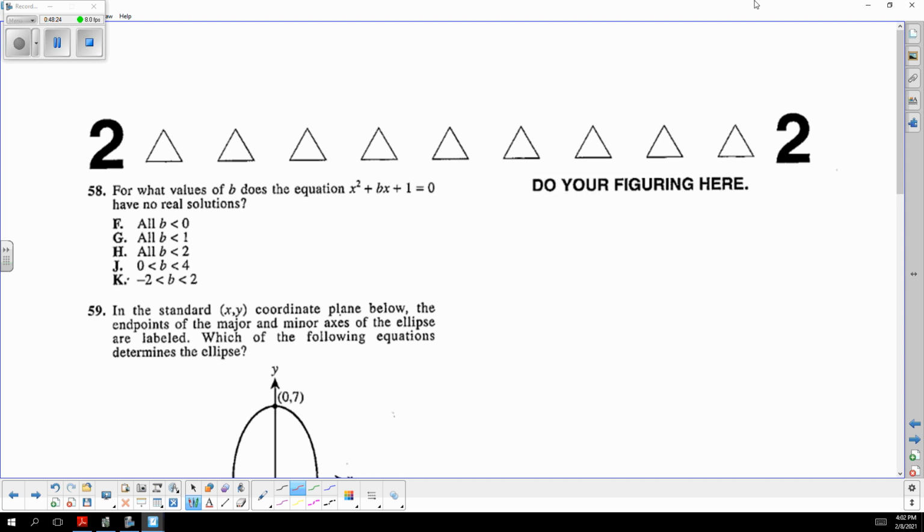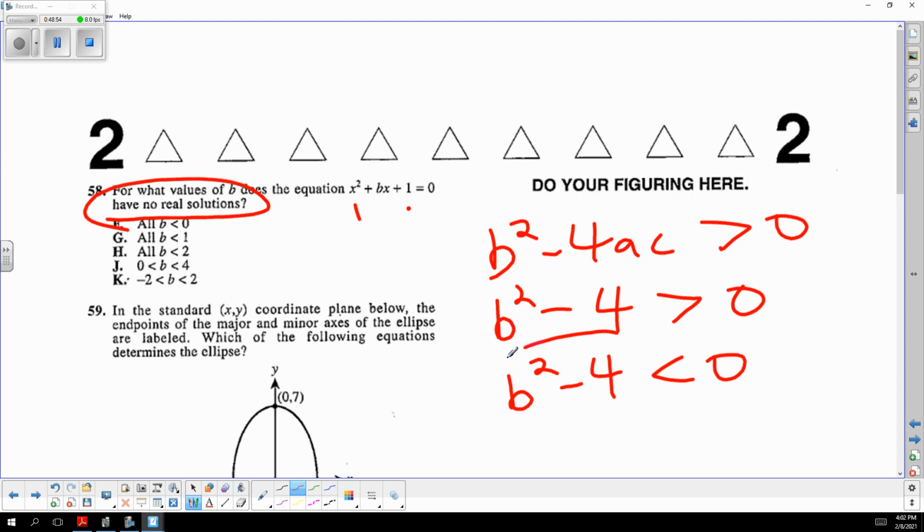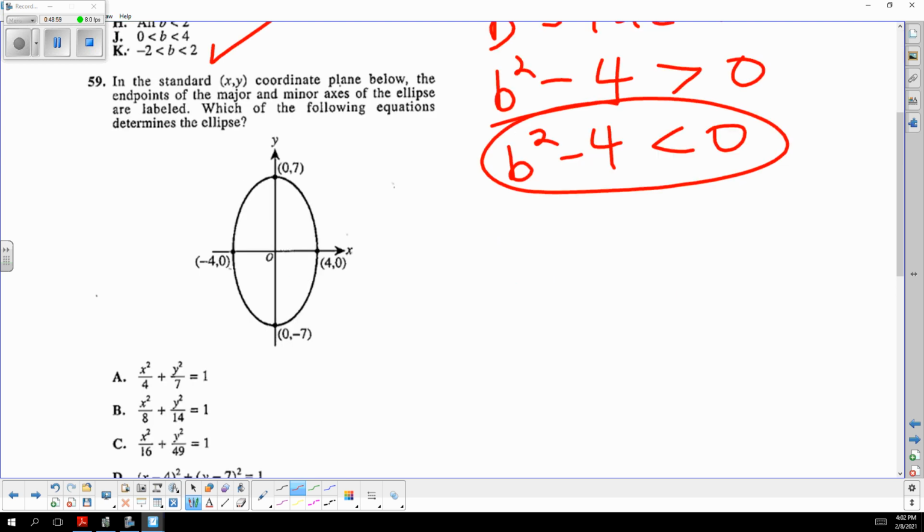This one is the use of the discriminant. It's a quadratic, and b squared minus 4ac, and the a and c are 1, so b squared minus 4 has to be greater than 0 to have real solutions. It has to be less than 0 to have no real solutions, because then the i is the imaginary root. So this happens whenever b is between -2 and 2.